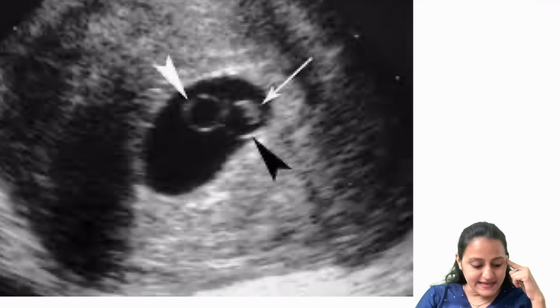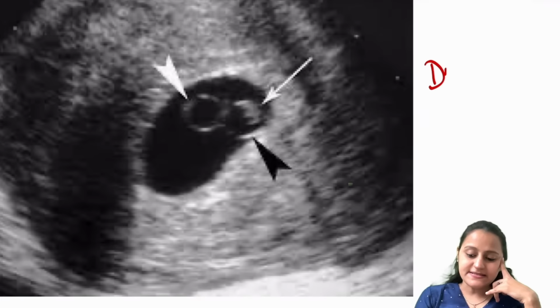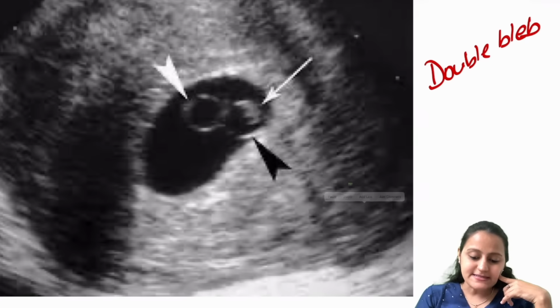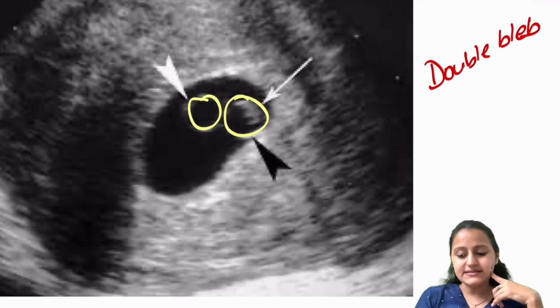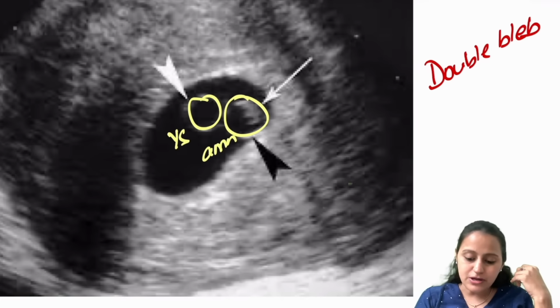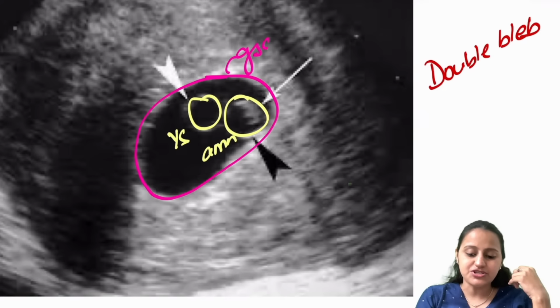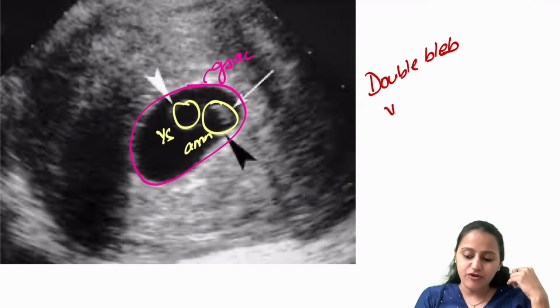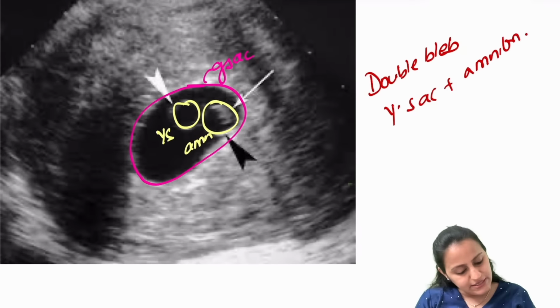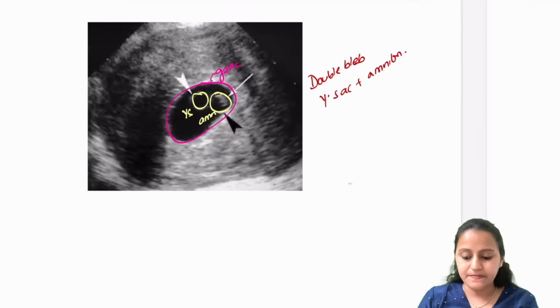What sign is this that you are seeing here? Yes. This is the double bleb sign. Okay, double bleb sign. One circle, another circle. These are the two blebs. What are forming the two blebs here? One is the yolk sac, one is the amnion. Okay, the outer one that you are seeing here, this is the gestational sac. So remember, double bleb is formed by the yolk sac plus the amnion, not the gestational sac. This is seen in normal intrauterine pregnancy.